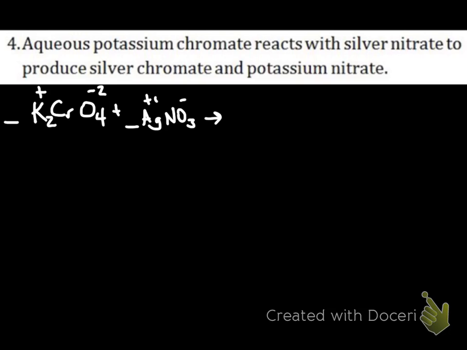It will produce silver chromate. Silver is a plus, chromate is still a -2. And it produces potassium nitrate.